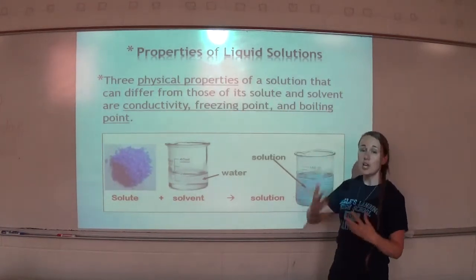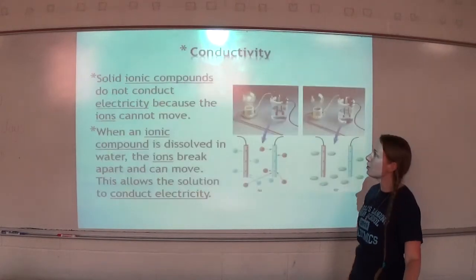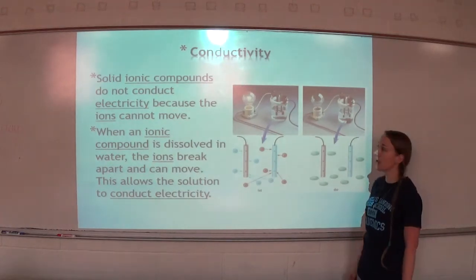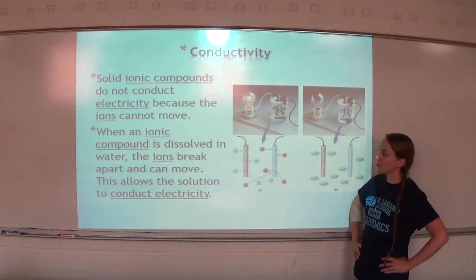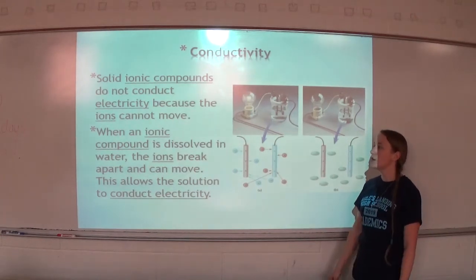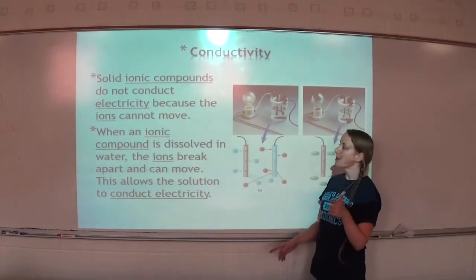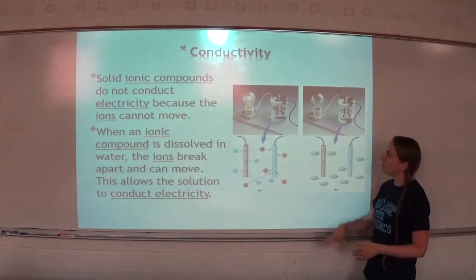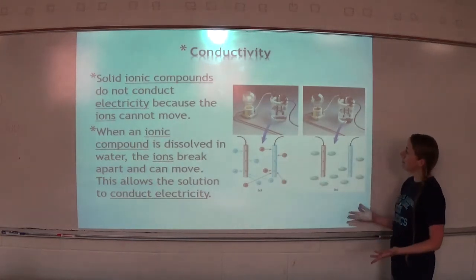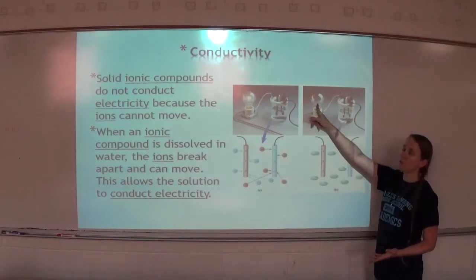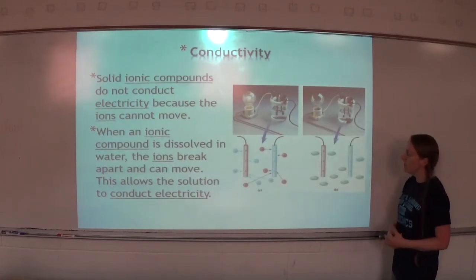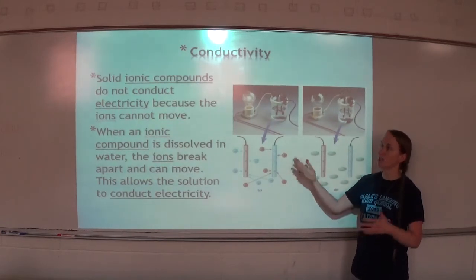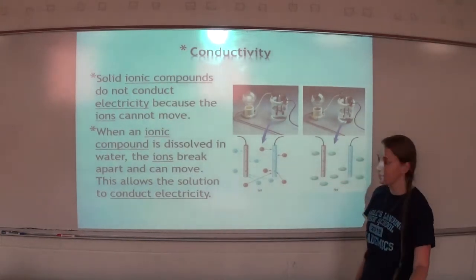So properties can change when we dissolve a solute into a solvent. Solid ionic compounds do not conduct electricity, because like I just said, the ions cannot move. Maybe I should click the slide before I just explained all that. When an ionic compound is dissolved in water or melted, the ions break apart and then they can move, and this allows the solution to conduct electricity. Here we have an example where we can conduct electricity, and here we have an example where we cannot, and of course we have a light bulb that is off. In this case, they're basing it on charged particles versus neutral particles. But in our example, we're talking about, can the charges move or can they not?